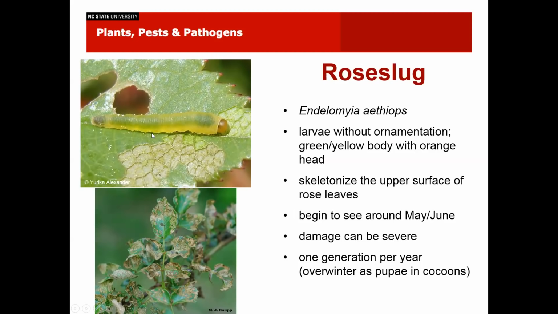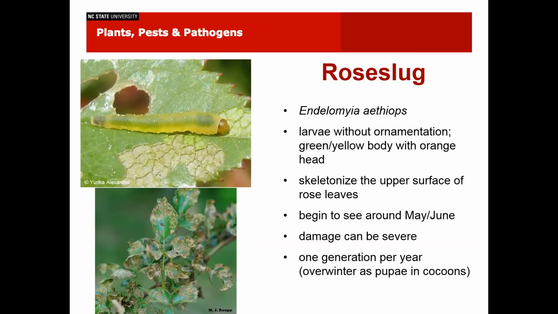They're going to have a greenish-yellow body with an orange head, and this is an interesting one in that they basically only skeletonize the leaves, and typically the upper surface of the leaves, which is kind of strange in my opinion. Oftentimes insects are hanging out on the undersides of leaves. You may begin to see these around May or June, and damage can be severe. You can see this picture down here, and I'll show you one in a second that is horrifying. And these have one generation per year, and they're going to overwinter as pupae in cocoons in the ground.